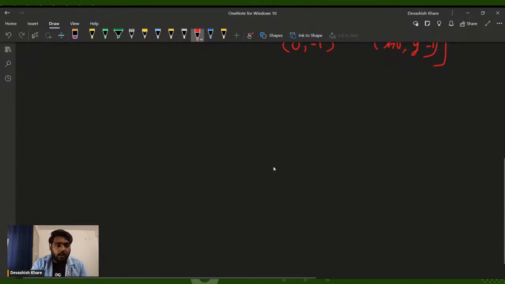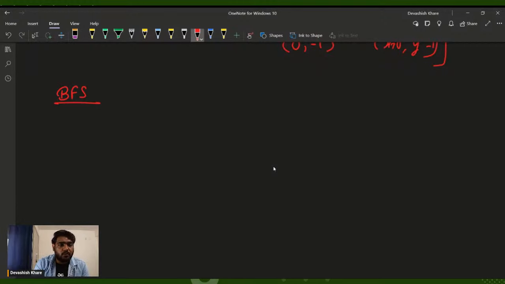All right. One thing more. For this particular question, we will be following the BFS approach. What is the BFS approach? It is the breadth first search approach. What do we do in that? Firstly, assume we are at a point, and these are all the neighbors. And these are the next level of neighbors.